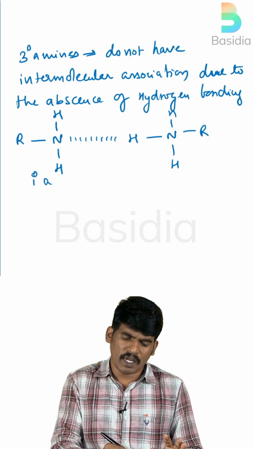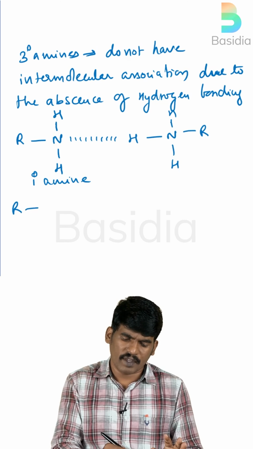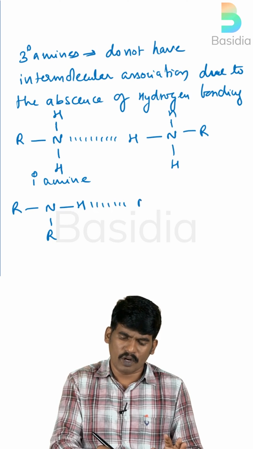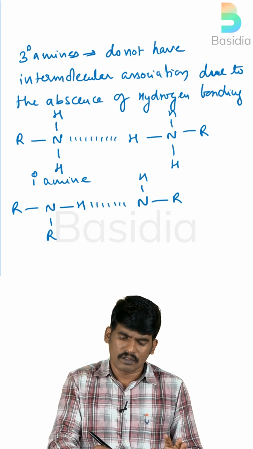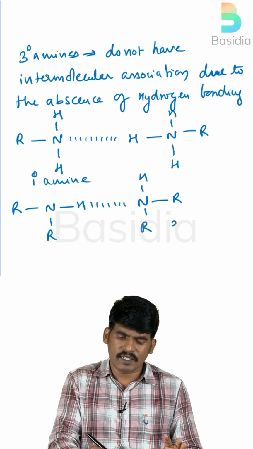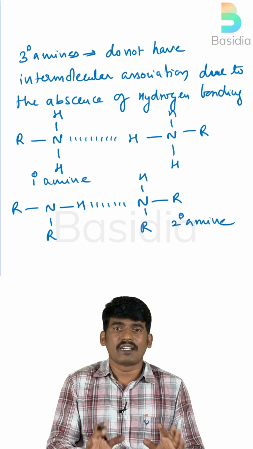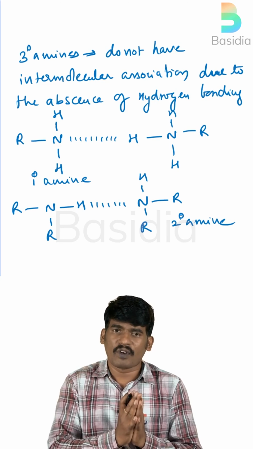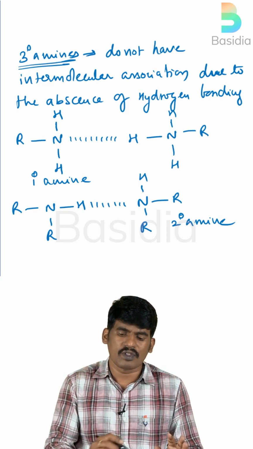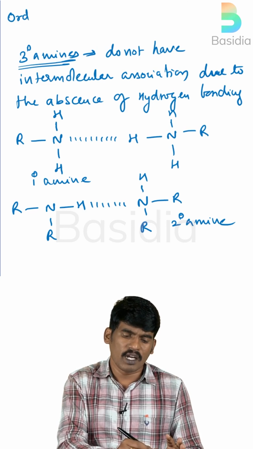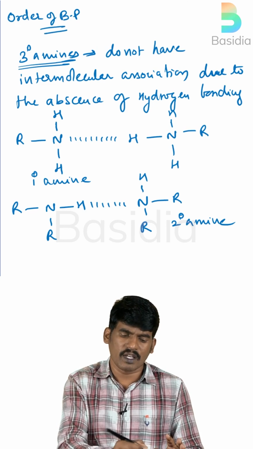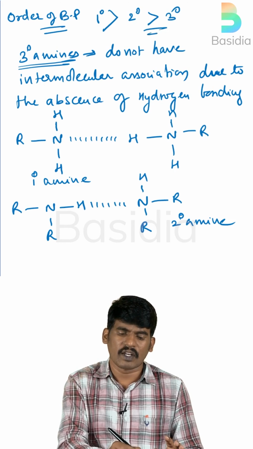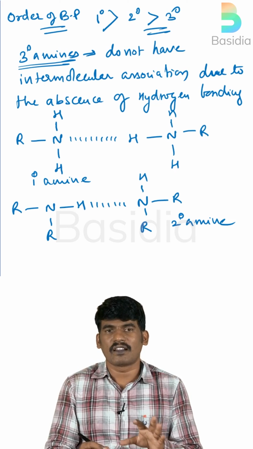If I take a secondary amine, R-NH-R, the H can form hydrogen bonding with the nitrogen of another amine. So primary and secondary amines both get associated with the help of hydrogen bonding, but tertiary amines cannot associate. That is the reason the boiling point of tertiary amines is very low. So the order of boiling point is primary greater than secondary greater than tertiary.